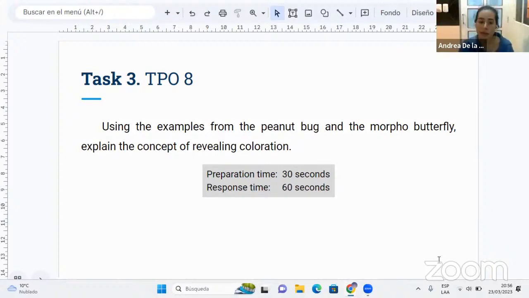Yeah, exactly. So yes, the peanut bug has these bright spots on their wings. So when they open them to fly away, they basically scare the predator, right? And then they're able to go away. So that's how they avoid being caught. What about the morpho butterfly? How does the morpho butterfly use its revealing coloration? How do they use it?